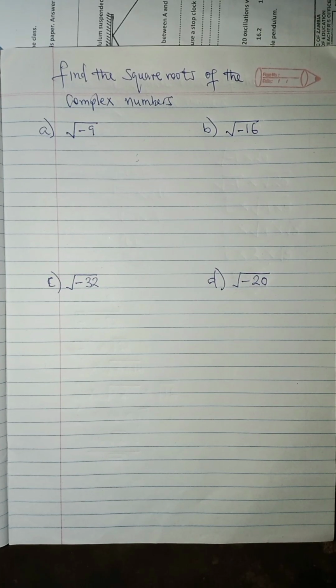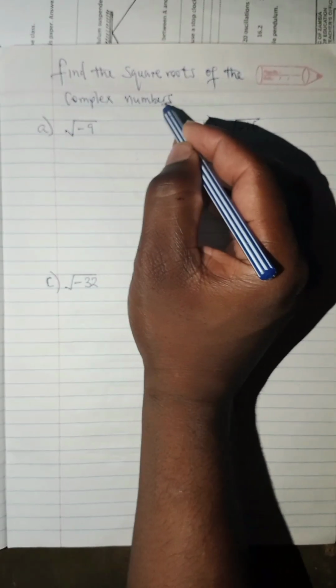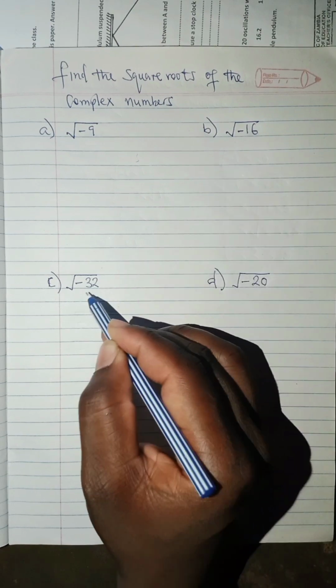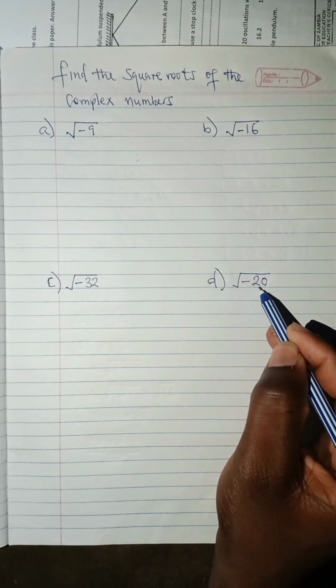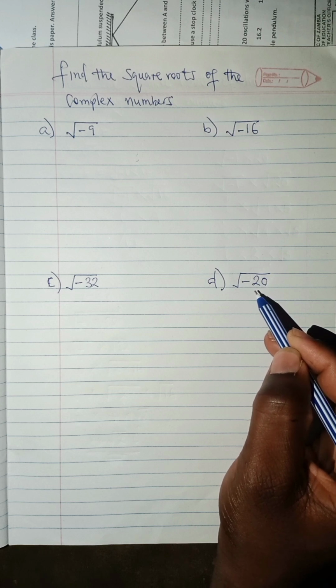Welcome. In this video, we are going to learn about the square roots of complex numbers. Now suppose I've come across these questions. Find the square roots of the complex numbers: the root of negative 9, the root of negative 16, the root of negative 32, and the root of negative 20. How can we overcome this type of questions?